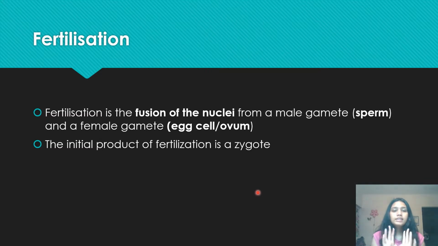I definitely say you include this line also in your answer, because fertilization could be a 2-mark definition. So you get 1 mark for the first part, and the second mark for the initial product of fertilization is a zygote. For human reproduction, always specify that you do not want to lose marks, and it is a really small add-on. So you can just say fertilization is the fusion of the nuclei from a male gamete, bracket sperm, and a female gamete, egg cell, to produce a zygote. That's pretty much it.